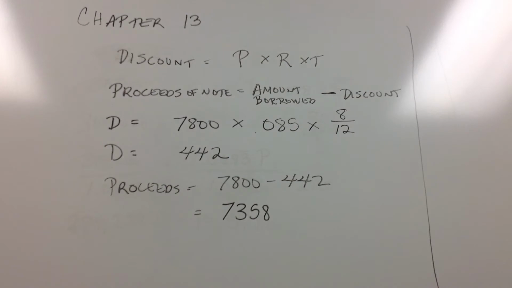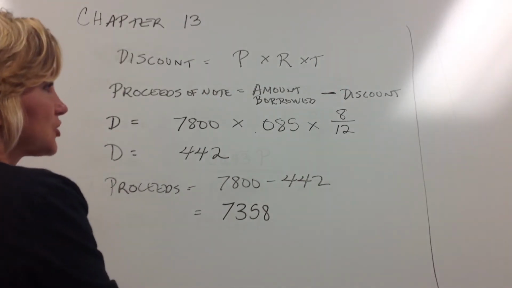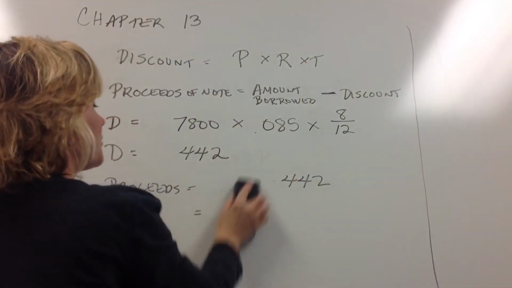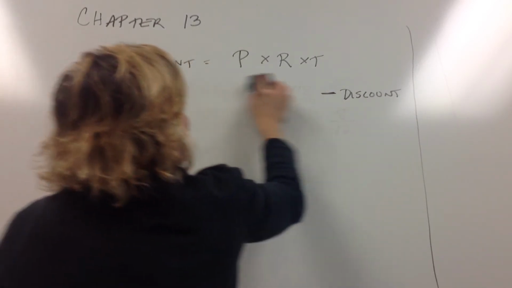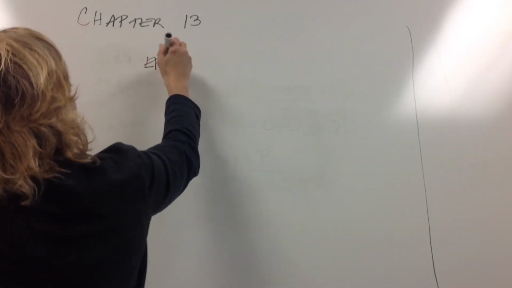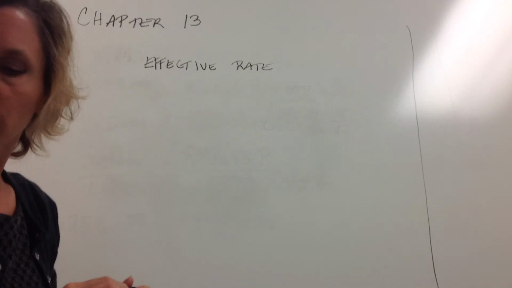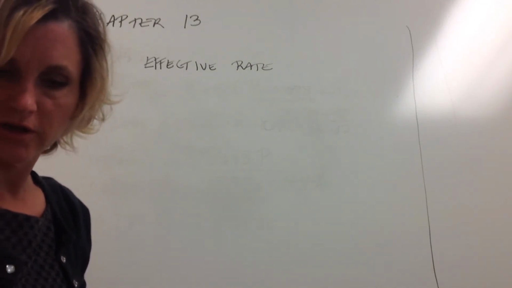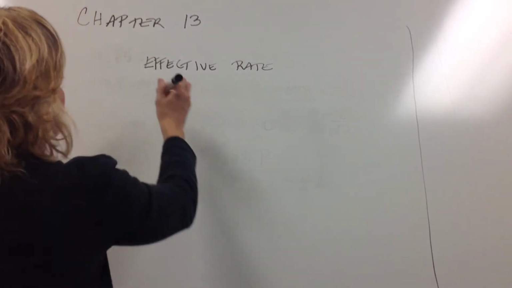And then the second part has us using these proceeds to figure out how much she is really paying. She's not actually paying 8.5%, because she never walked away with that full amount. So to calculate our effective rate, we have to take the amount of the discount that she's being charged, which again, I erased because I needed room on the board, but it is the $442.